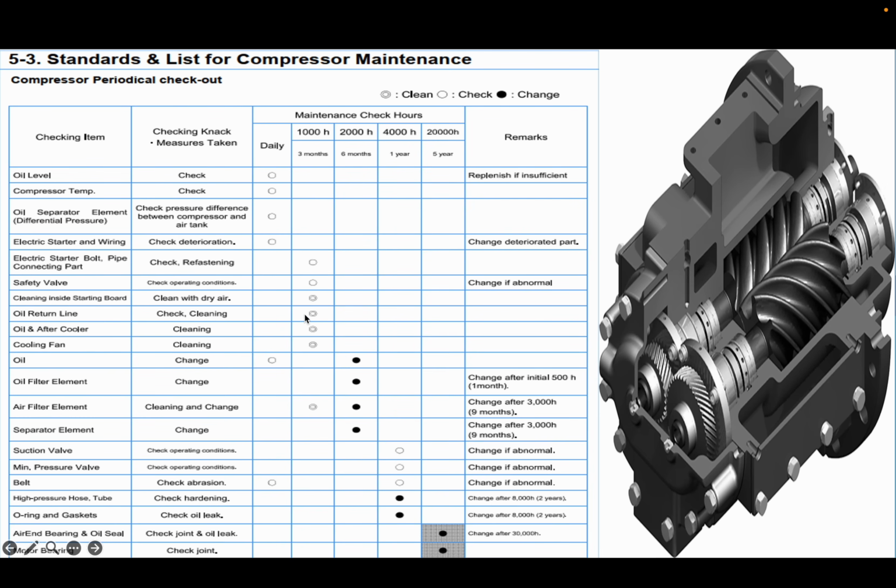Every 3 months you should check the oil return line, clean the cooler, clean the cooling fan, and clean the air filter element. Every 6 months you change the oil, the oil filter element, the air filter element, and the separator element. Every 4000 running hours you should change the high pressure hose, o-ring and gasket. And after that, every 20,000 running hours you should change the oil seal and the bearing of the motor.